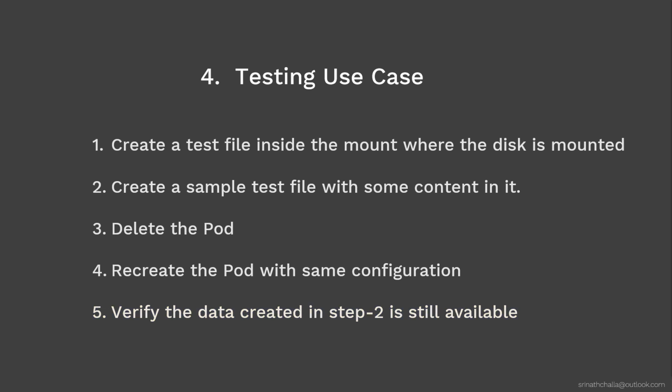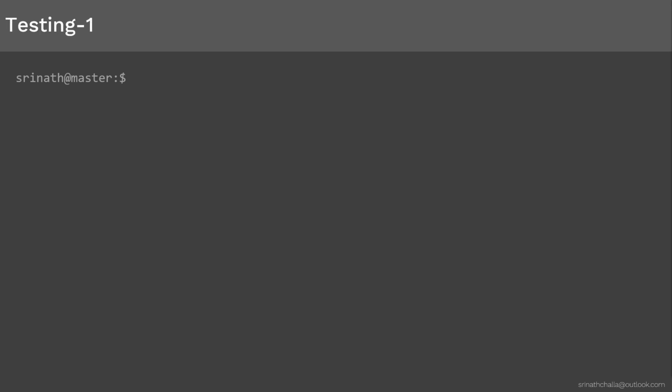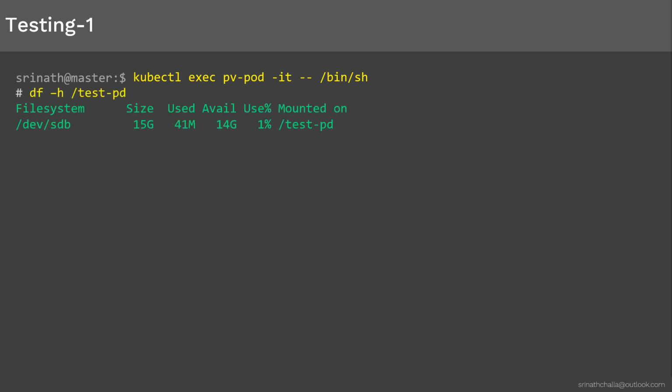And now let's start with step 1. So in step 1, we'll go inside the pod and create the test file. You can go inside the pod by running kubectl exec command followed by pod name. Here, we need to pass the options such as interactive terminal and the shell prompt that we need. After you are inside the pod, you can check the mount point test PD by doing the df.